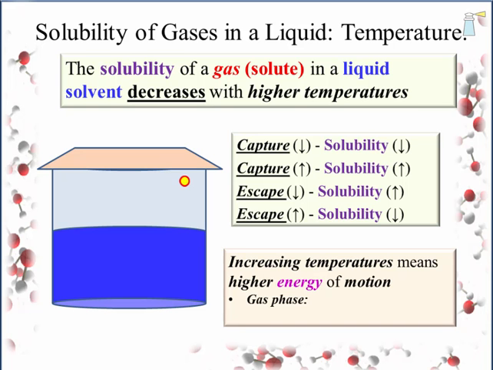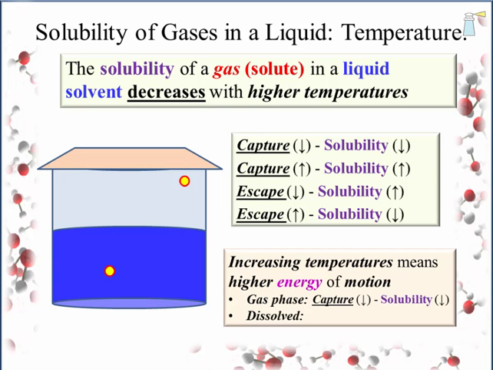The faster the particle moves, the faster it will be traveling when it strikes the surface of the liquid. That means it is less likely that the solute-solvent intermolecular interactions at the surface will be strong enough to capture the gas particle. Slower particles get captured more readily than fast ones do. Capture of the gas particles goes down with increasing temperature, and therefore solubility is expected to go down.